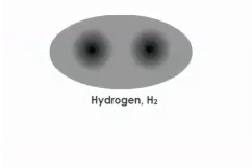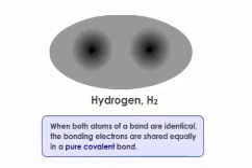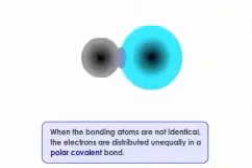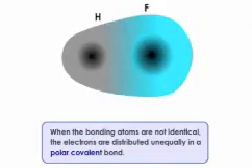Let's look at how the distribution of electrons in covalent bonds leads to polarity and sometimes to dipole moments in molecules. You might already know that when both atoms of a bond are identical, as in this hydrogen molecule, the bonding electrons are shared equally between the two atoms. This is a pure covalent bond. There is no polarity or dipole in diatomic hydrogen.